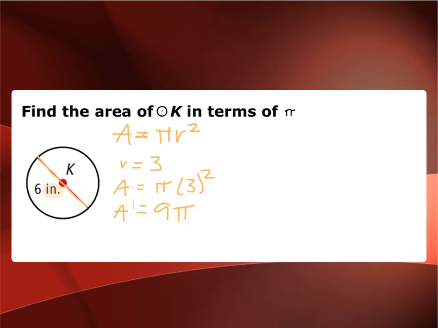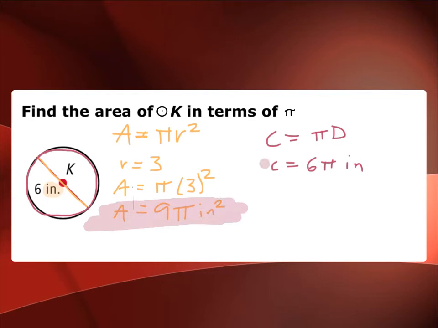Our problem gives us the unit of inches, and remember, area is our unit squared, so we can just tack on an inches squared at the end. Next, we need to find the circumference. We know our formula for circumference is pi times d. Here it gives us the diameter, which is 6, so circumference is equal to 6 pi. Circumference is just the length if we were walking around the outside of the circle, so it's not squared, so it would just be inches. So our final answer for area is 9 pi inches squared, and our final answer for circumference is 6 pi inches.